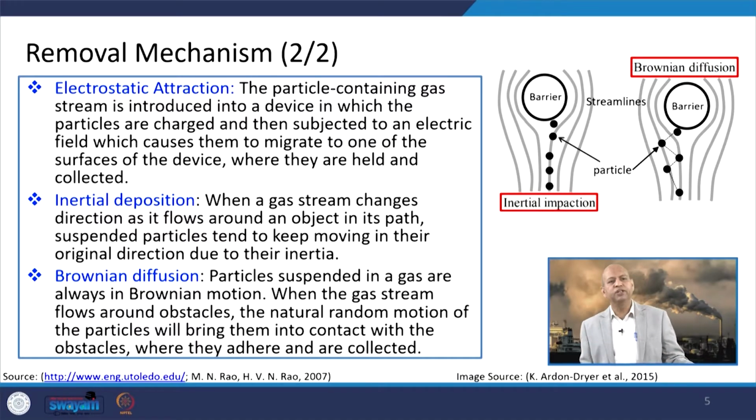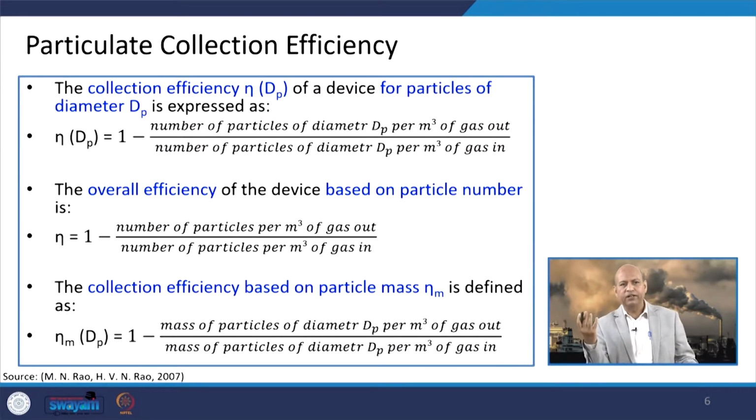Then there is another way, electrostatic attraction. The electrostatic attraction force is created by ionization. We have a field through which particles pass, so they get charged, and then on the opposite charge there is a device where they are collected. Then they lose velocity and slide down. Inertial deposition can also be there, as with baffling kind of things, or Brownian diffusion. Ultimately they get attached to some surface and slide down or get collected at the hopper at the bottom.